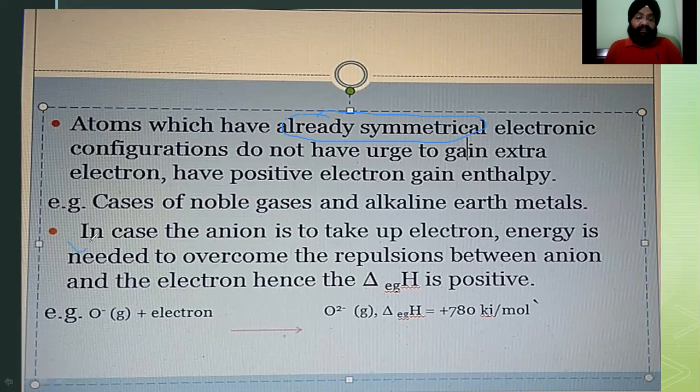Now the second case is when we have to add an electron to an anion, O negative, for example. An extra electron is to be added to form O2 negative. We have to provide energy because there are repulsions between the negative charge on the anion and the incoming electron. So in such cases, the electron gain enthalpy again is positive.